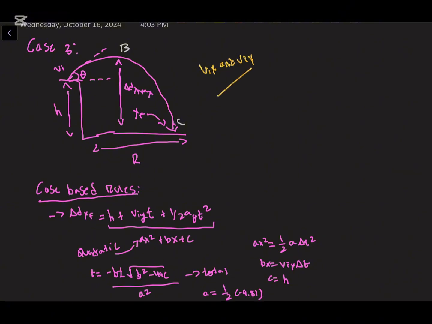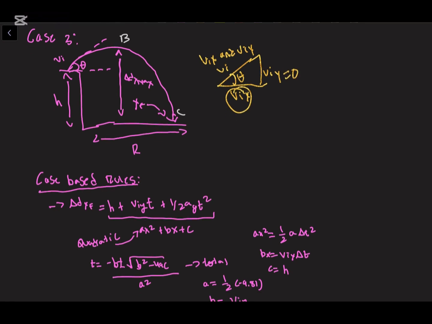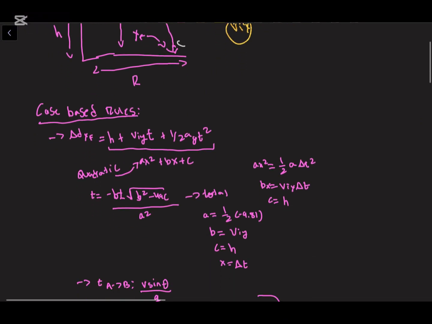So essentially it creates a triangle for your VI, right? So this is your VI, this is your VIX, and this is your VIY. So if you notice the difference is that for case 2, you only had your VIX and your VIY was just equal to 0, right? And then the rest of the diagram is similar to case 2. So let's get right into the case-based rules.